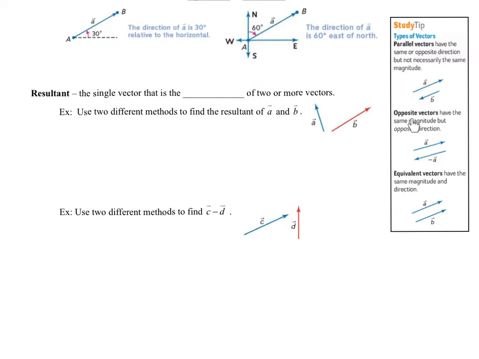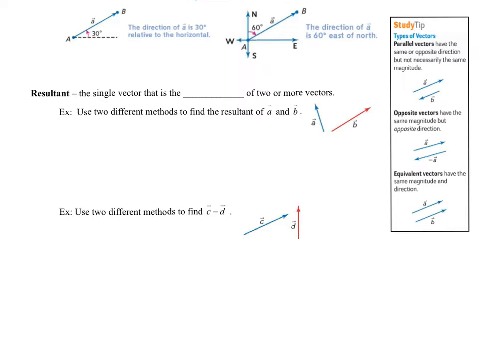Now this idea we'll use quite a bit. Opposite vectors. Opposite vectors have the same magnitude but opposite direction. So this first vector is vector A. You'll notice that this one is the opposite of vector A. Same distance but opposite direction. And then equivalent vectors have both the same magnitude and the same direction. So you'll see here that vector A and vector B have the same distance, same magnitude.